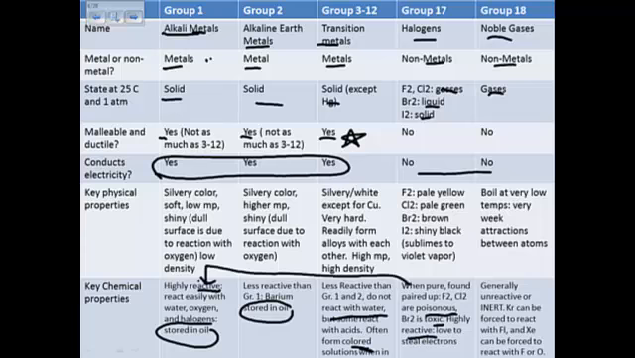Now group 18, these are your noble gases. They're called noble gases because they do not react. They have full valence shells. We call them inert. And that's really what you need to know. So pause it, write these down, and write any side notes that I said.